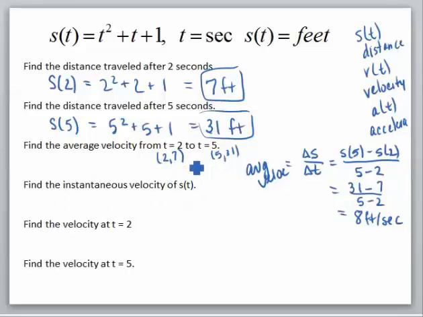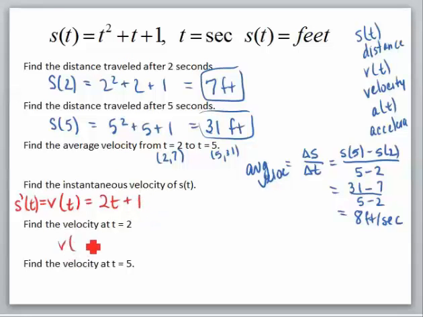The next question says find the instantaneous velocity. Well, in order to do that, we would just be taking the derivative of s of t. So the derivative, I'll go ahead and write that. So the way you get to your velocity is by finding the derivative of your position function or your distance function. It would be 2t plus 1.